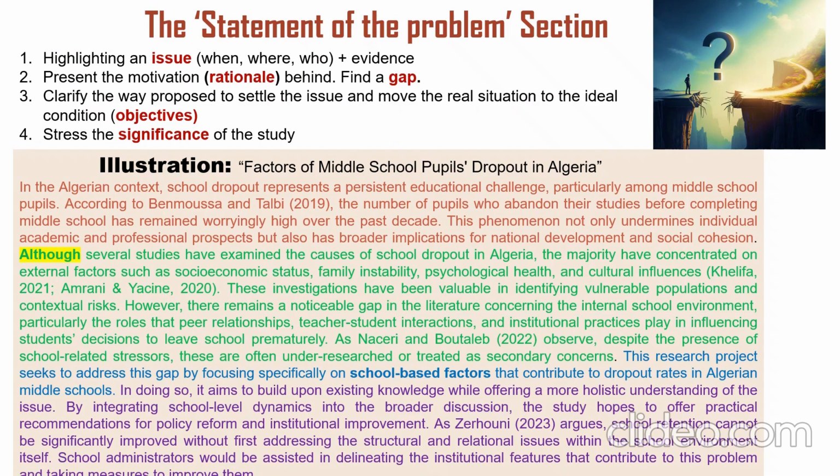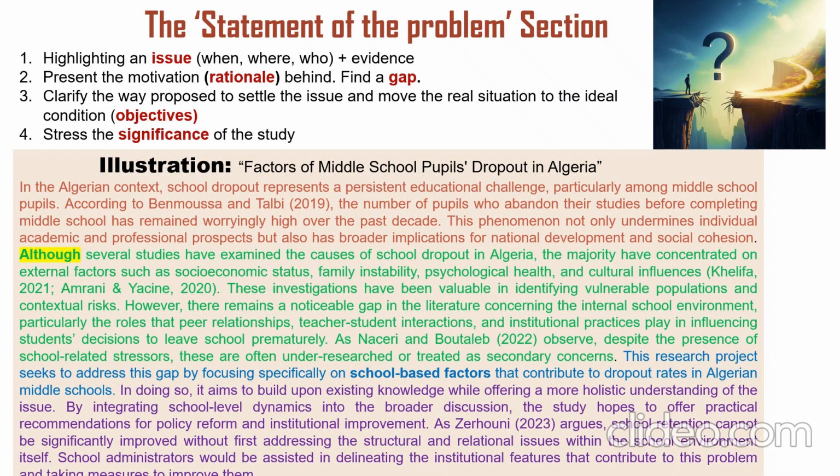on external factors such as socio-economic status, family instability, psychological health, and cultural influences. This is the previous literature. And the emphasis in the previous literature, previous studies. Notice that between parentheses we have the sources. It is cardinal that you include the sources here when you talk about previous research. And this strengthens your position.